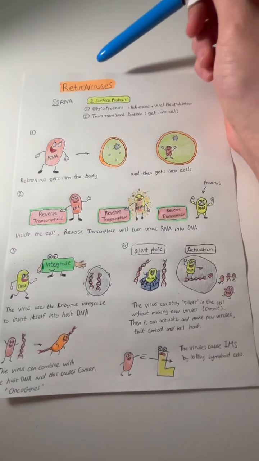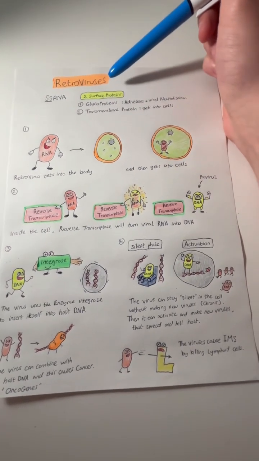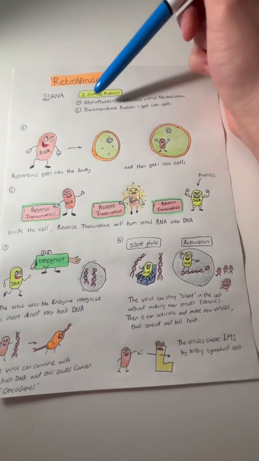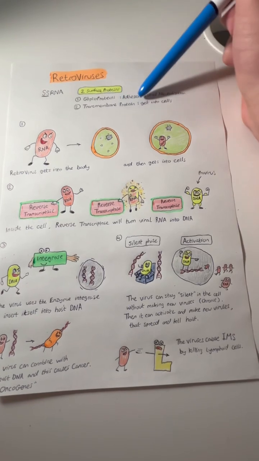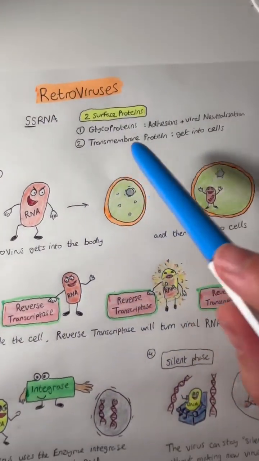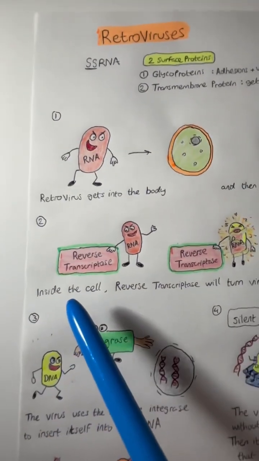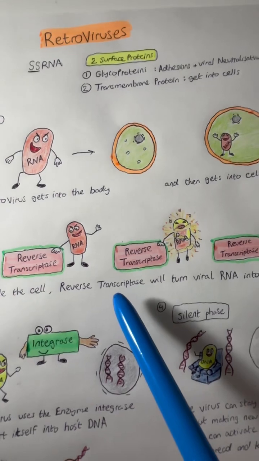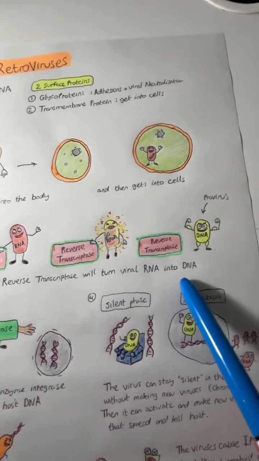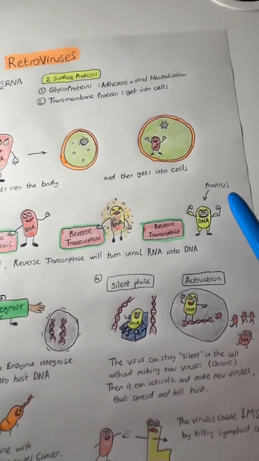So retroviruses are single-strand RNA viruses. They have two surface proteins: glycoproteins, which are for adhesions and viral neutralization, and transmembrane proteins that help the virus get into the cells. So the virus gets into the body, and using transmembrane proteins, it gets into cells. And then when it's inside the cell, it will use reverse transcriptase, and this will turn viral RNA into DNA. So when the viral RNA is turned into viral DNA, it is called a provirus.